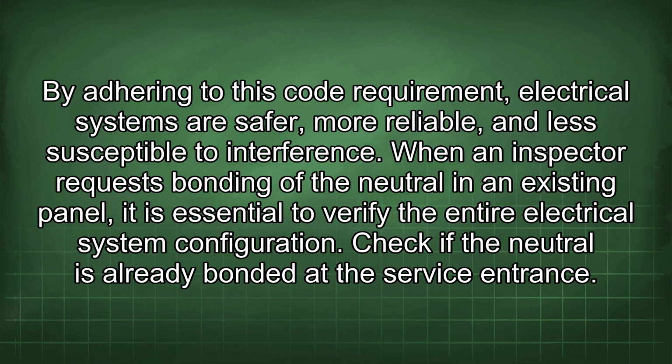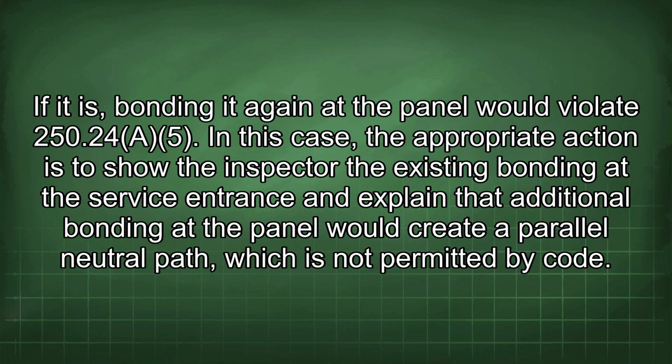When an inspector requests bonding of the neutral in an existing panel, it is essential to verify the entire electrical system configuration. Check if the neutral is already bonded at the service entrance. If it is, bonding it again at the panel would violate 250.24(A)(5). In this case, the appropriate action is to show the inspector the existing bonding at the service entrance and explain that additional bonding at the panel would create a parallel neutral path, which is not permitted by code.